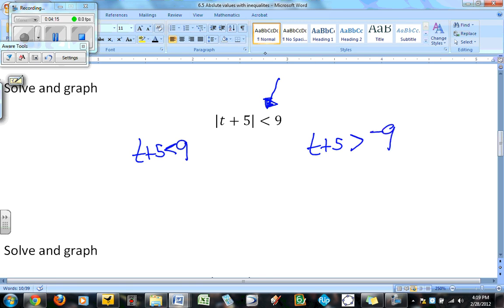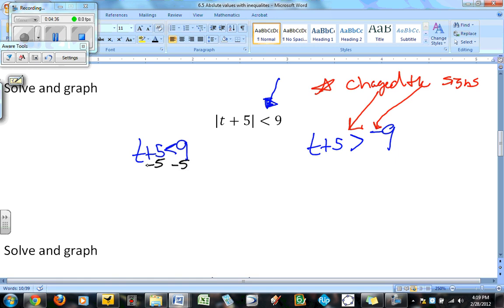Notice what we did. Here's the change, the asterisk you need to put in your notes. I changed the signs, and I changed both of them, this one and this one. We flip it and we change the sign. We solve both cases.